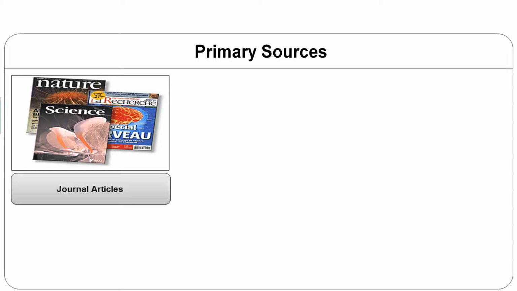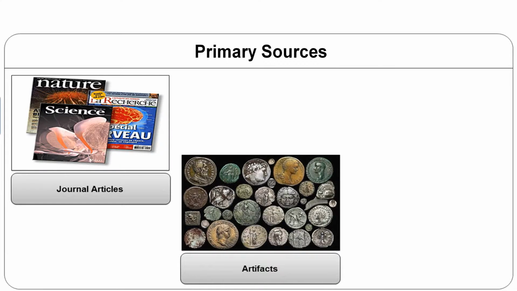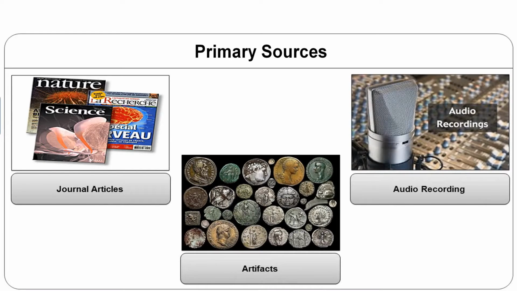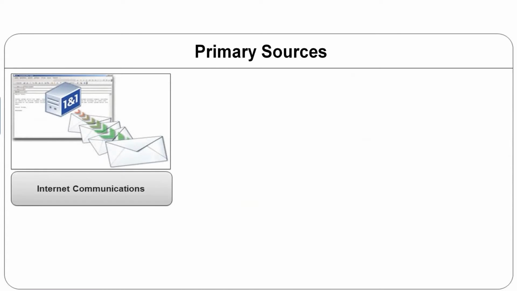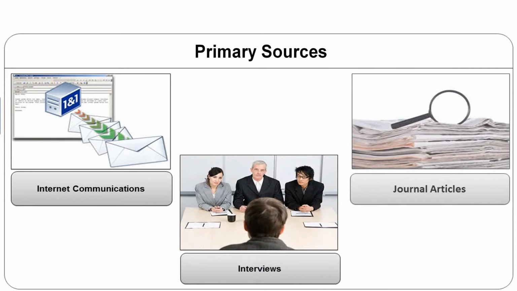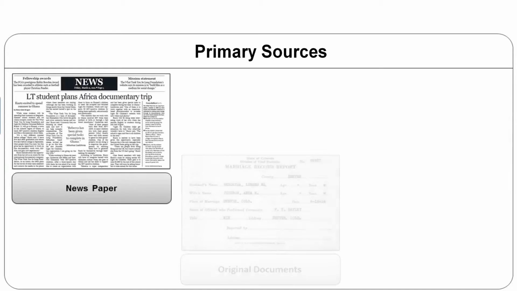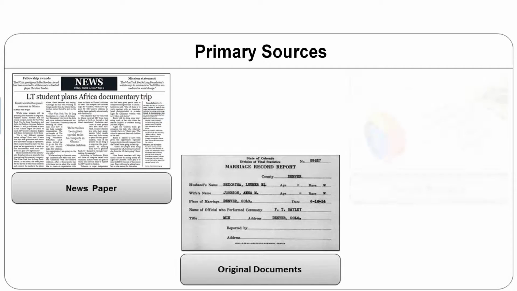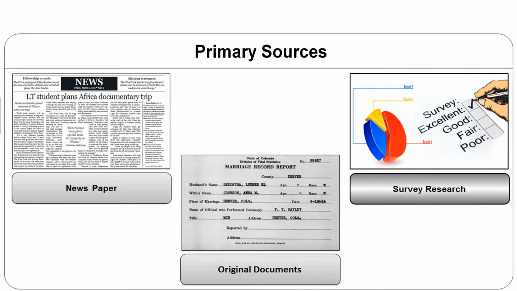Some examples are journal articles, artifacts like coins, audio recordings like radio programs, internet communications, email, listservs, interviews, newspaper articles or proceedings of meetings, survey research, and many such things that come under the category of primary sources.